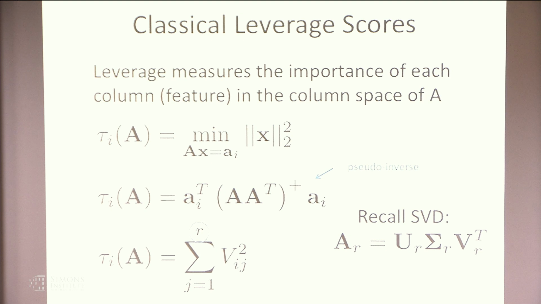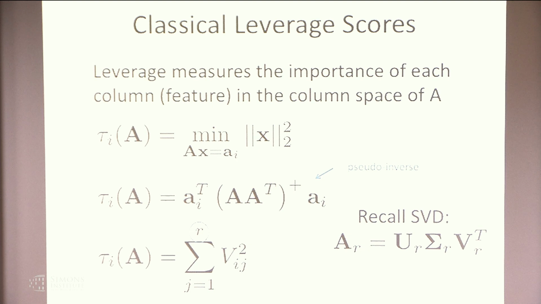What has it been used for? Well, as I said, it quantifies the importance of each column in the range space of A. And so they've been used in regression diagnostics, outlier detection, and randomized matrix algorithms. Historically, leverage scores were used to select informative samples. But as the case where we're collecting many more features than samples has occurred, they've also been used to start picking informative features, and the informative features setting is the one that I'm interested in.